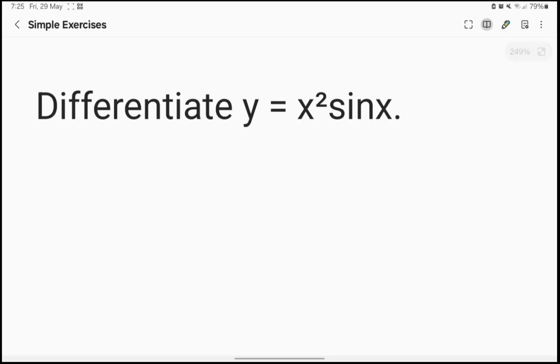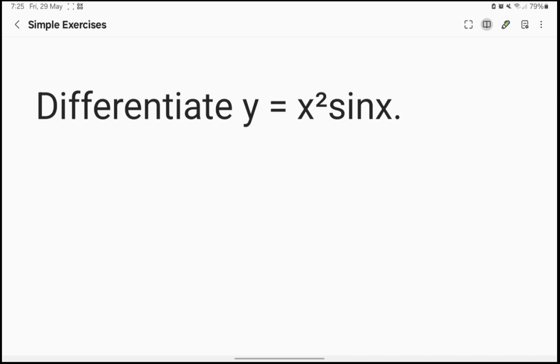Hello, so today we are going to solve this differentiation problem. This problem states to differentiate y is equals to x squared sine x. In solving differentiation problems, guys, you need to remember that when you are solving, you need to figure out if your problem is single variable, double variable, or more.